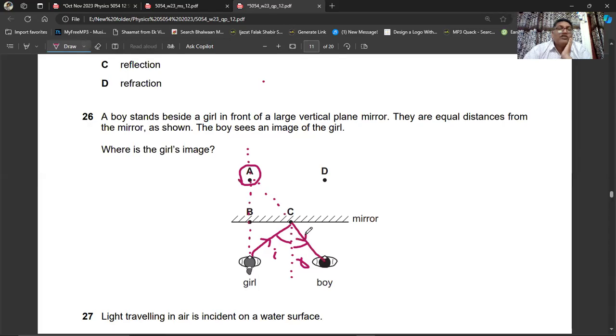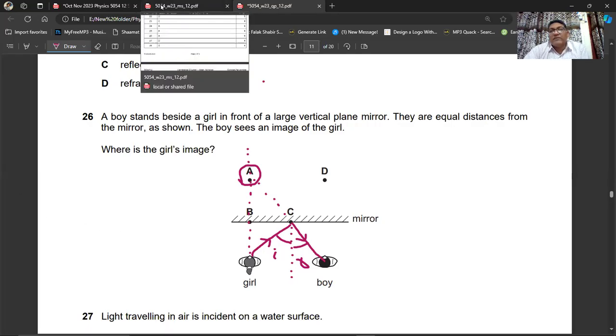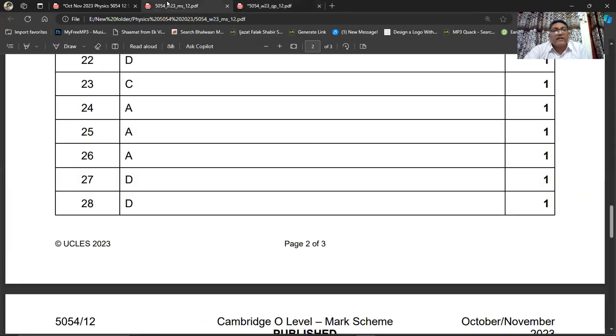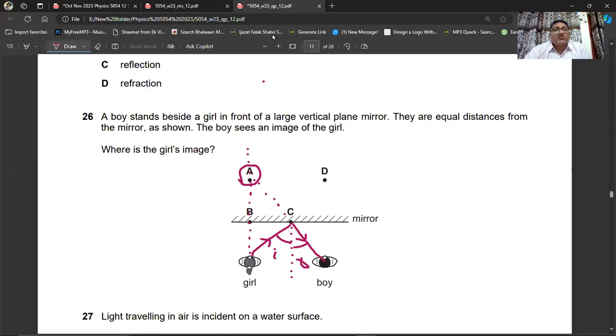You will have to do this with the help of the protractor, with the pencil, with the straight edge. Do this on the hard copy of your paper. And then you will be able to tell where the boy will see the image of the girl. Just follow what I have said, and this will be the position A. So I think that the boy will be able to see the image of the girl at position A. 26, A is the choice.